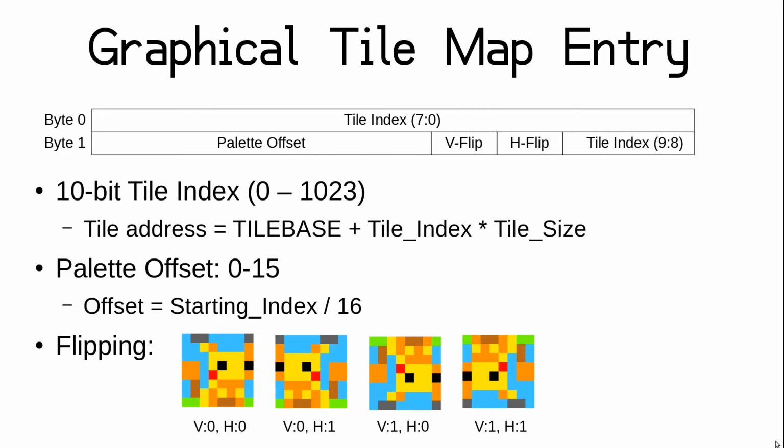The upper nibble of the second byte is the palette offset, expressed as the multiplier of 16 of the starting index. So 0 will get you the first 16 colors of the palette, 1 the next starting with index 16, all the way down to 15, which will get the last 16 colors starting with index 240. The remaining bits are used to define the flipping of the tile, horizontally and/or vertically.